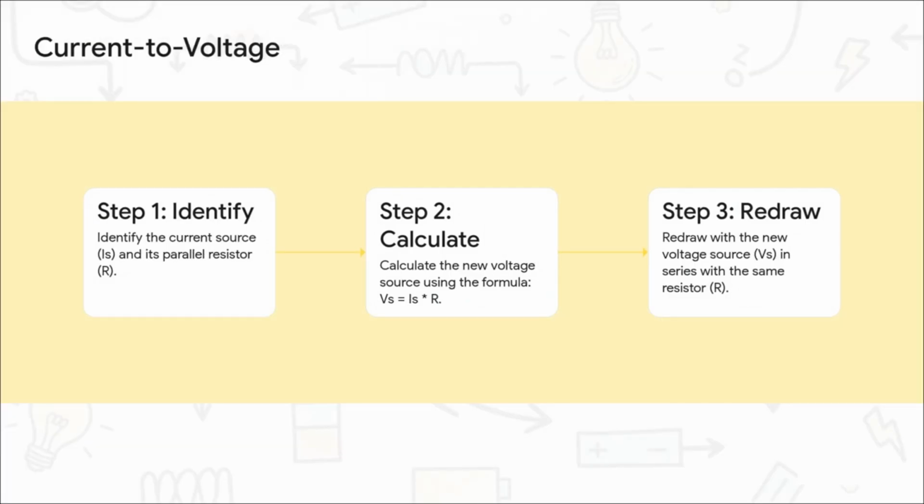And, as you probably guess, going the other way is just as easy. To go from a current source to a voltage source, you grab your current, Is, and its parallel resistor, R. Then you whip out Ohm's law again to find the voltage, Vs equals Is times R. Then you just redraw, swapping that parallel combo for your new voltage source, Vs, now in series with the same resistor, R. It's beautifully symmetrical.